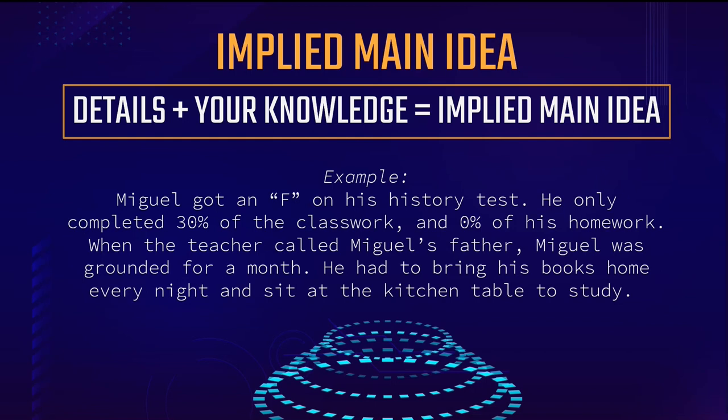For example, Miguel got an F on his history test. He only completed 30% of the classwork and 0% of his homework. When the teacher called Miguel's father, Miguel was grounded for a month. He had to bring his book home every night and sit at the kitchen table to study.